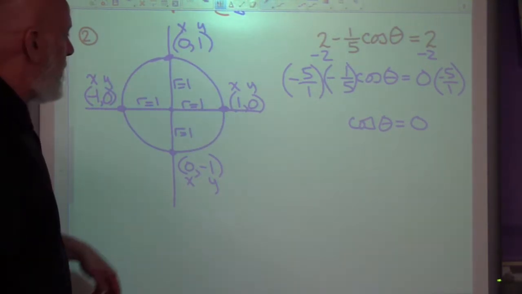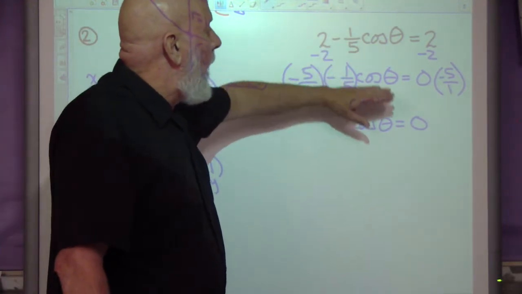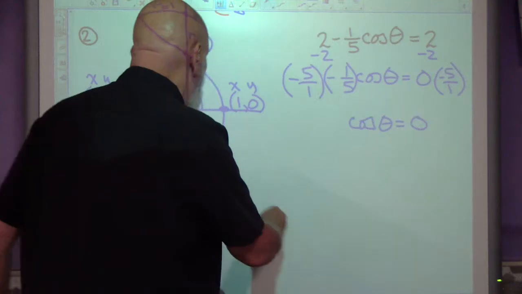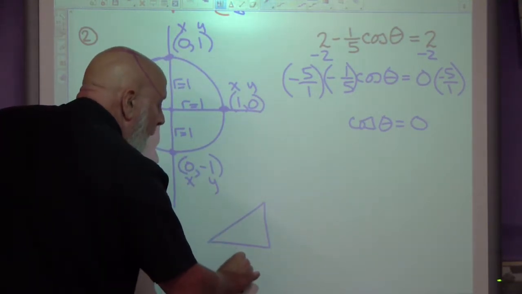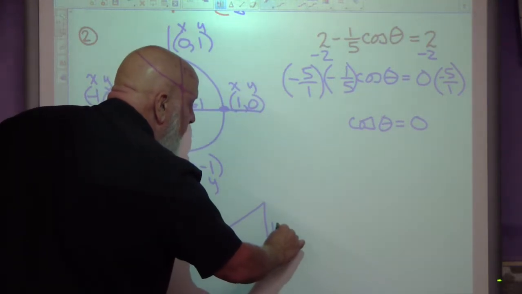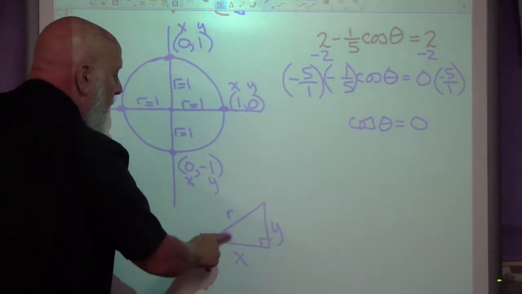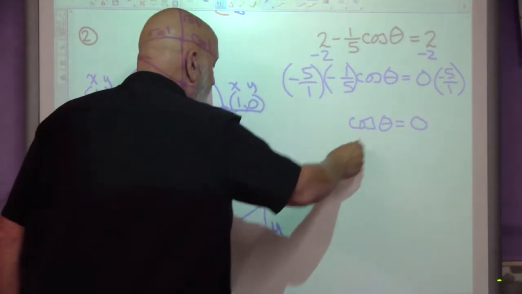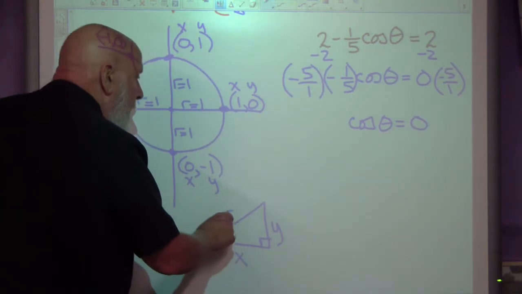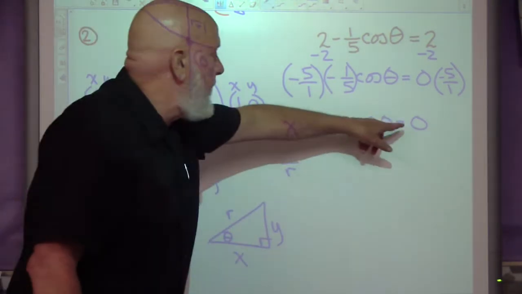Yay, there's our unit circle. I should have drawn that in advance. I want to know where, let's see what cosine is. X is horizontal, y is vertical. We put theta right here. R is the hypotenuse. Cosine is adjacent over hypotenuse. Cosine of theta, I'm looking for x over r. So I'm going to go around looking for places where x over r is 0.